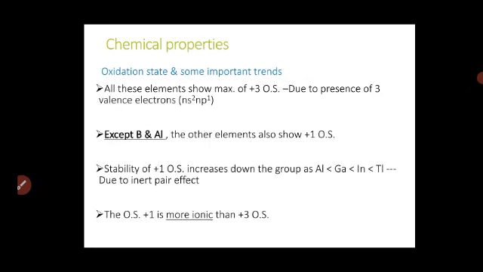Now in this, the minimum oxidation state shows ionic compounds, whereas maximum oxidation state shows covalent compounds, and hence +1 oxidation state compounds are more ionic than +3 oxidation state compounds.